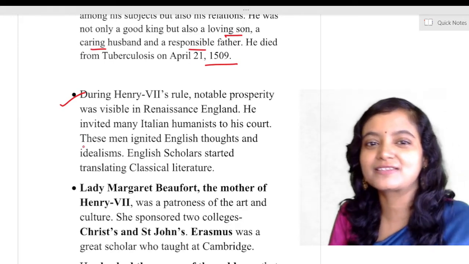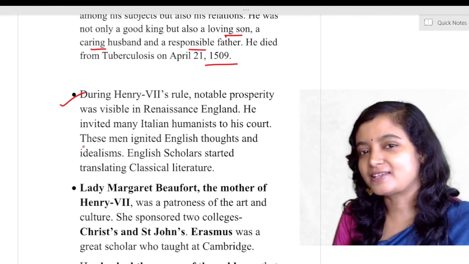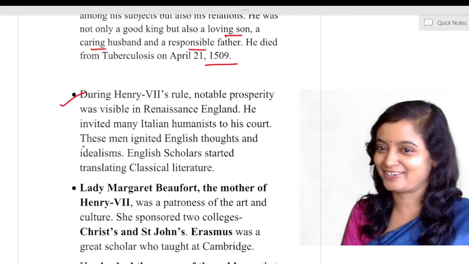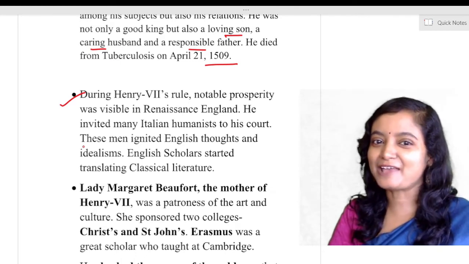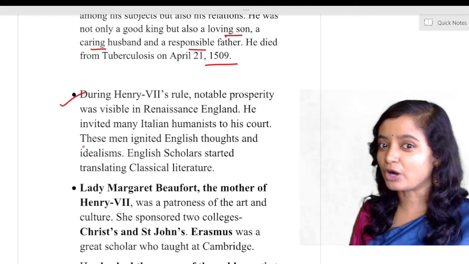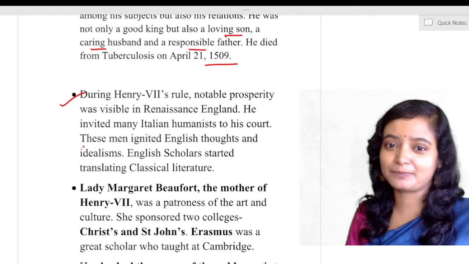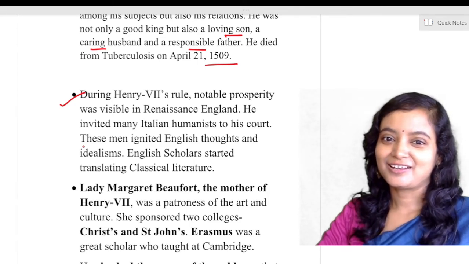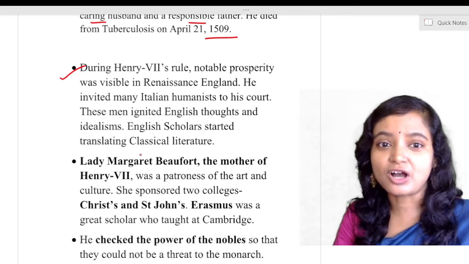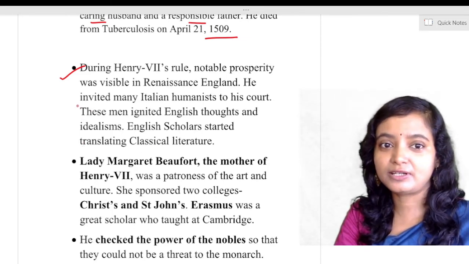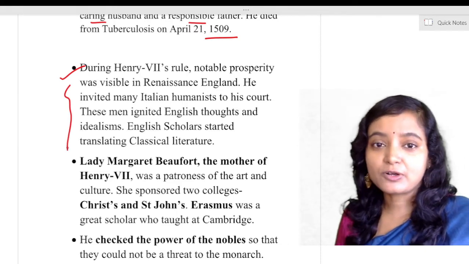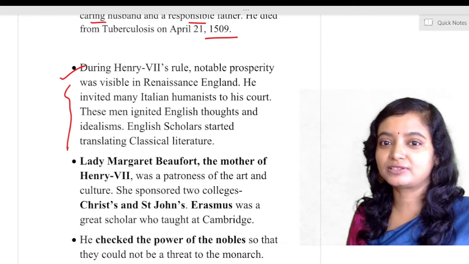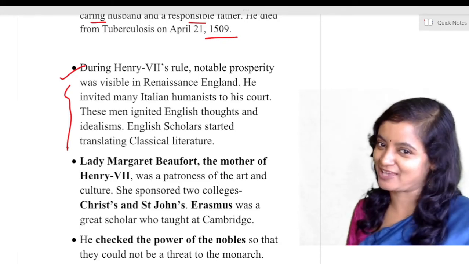While I was reading about Henry-VII, I felt that his characteristics were much related to our King Akbar of the Mughal Empire in India. I find too much similarity in both of their political attitudes to keep a peaceful and prosperous country. Henry-VII and King Akbar. And this man ignited English thoughts and idealism. So what did Henry-VII do? Henry-VII also took responsibility for the Renaissance in England by inviting Italian humanists to his court, thus bringing the fresh air of the Renaissance from Italy.